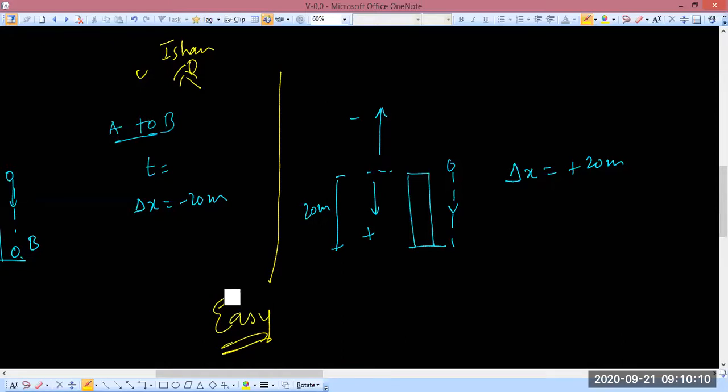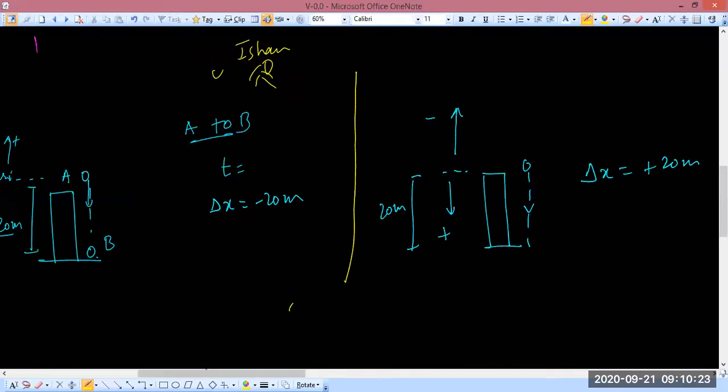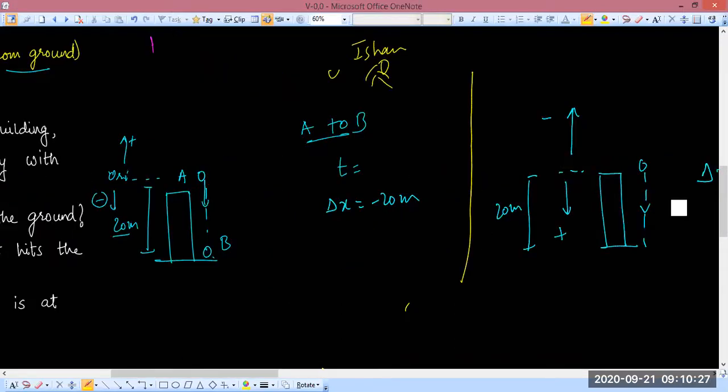It's your choice. Everyone, it is your choice. So let's start. Like I said, I like to do it in this way, so I'm going to do it like this. So you don't look over here. So now delta x is minus 20. We don't know the time.